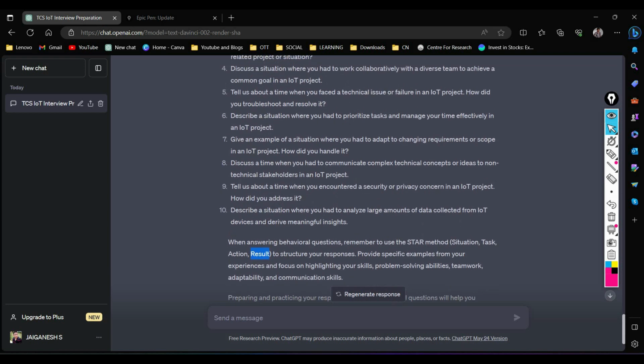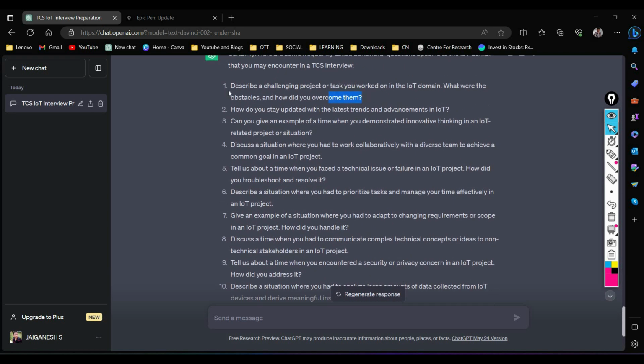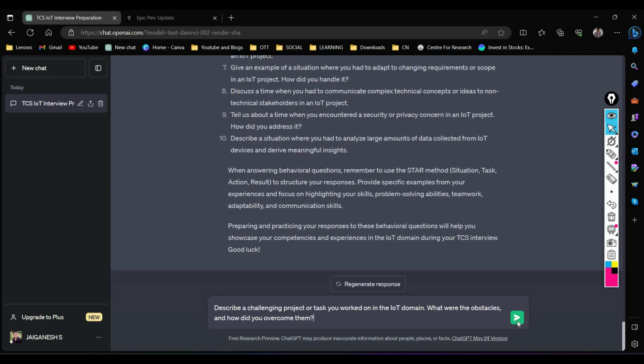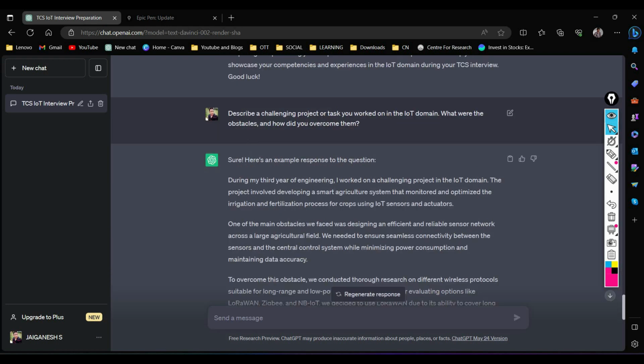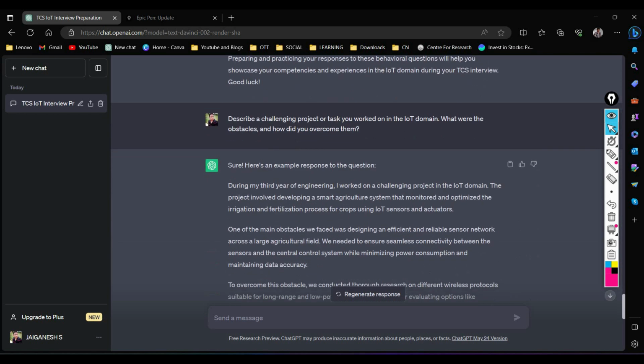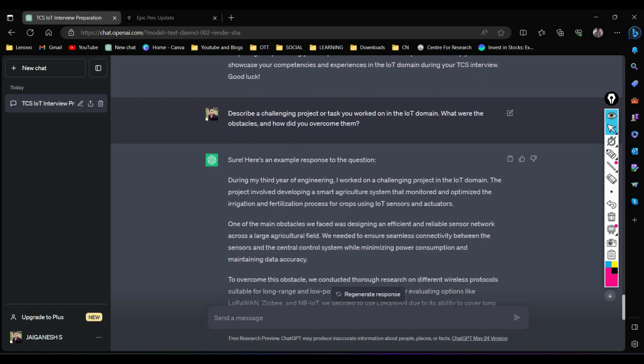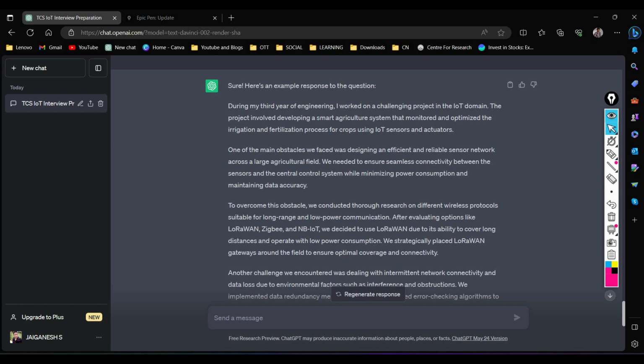So let's take an example. Let me copy the first question and I will try to find out the answer. How should I answer this particular question? When I put it in the prompt, you can see that ChatGPT has responded using the STAR method, since it is a behavioral type of question. So this is a sample example.